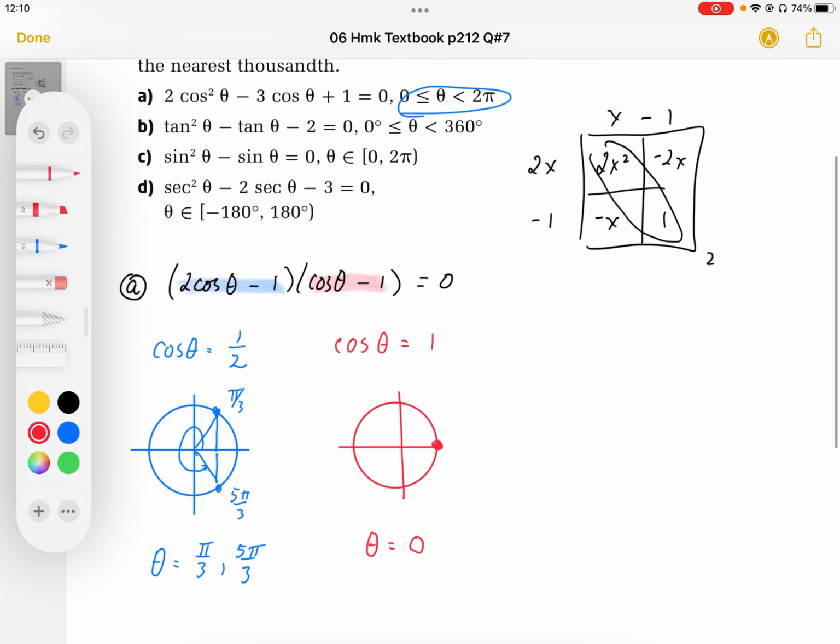Now, if we were asked for all real numbers, we'd have to give repetitions. In this case, the repetitions are going to be based on the period, which is 2 pi. So the repetitions will happen for every 2 pi of both of those red and blue solutions.